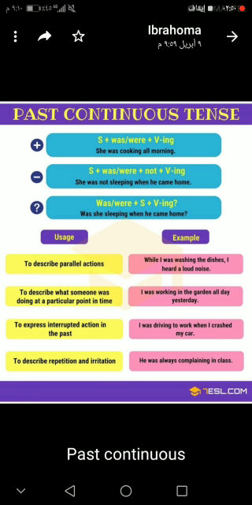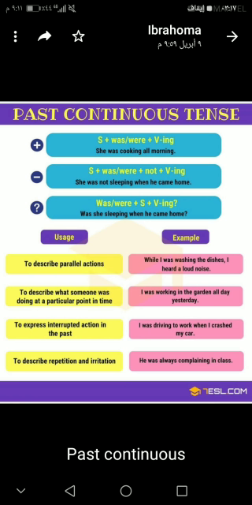The second rule: to describe what someone was doing at a particular point in time. We can also say in other words that the past continuous is used to describe an action that happened in the past, but it took a long time. Example: I was walking in the garden all day yesterday. There is a past indication, which is yesterday.